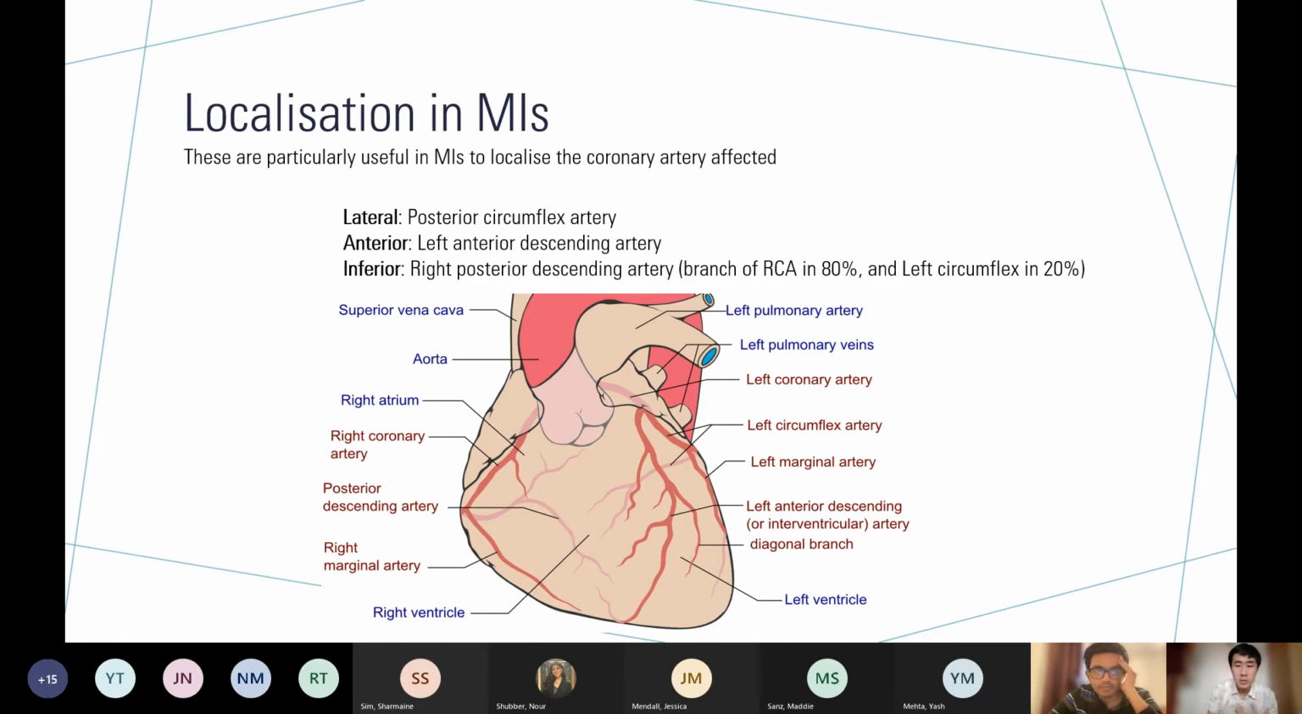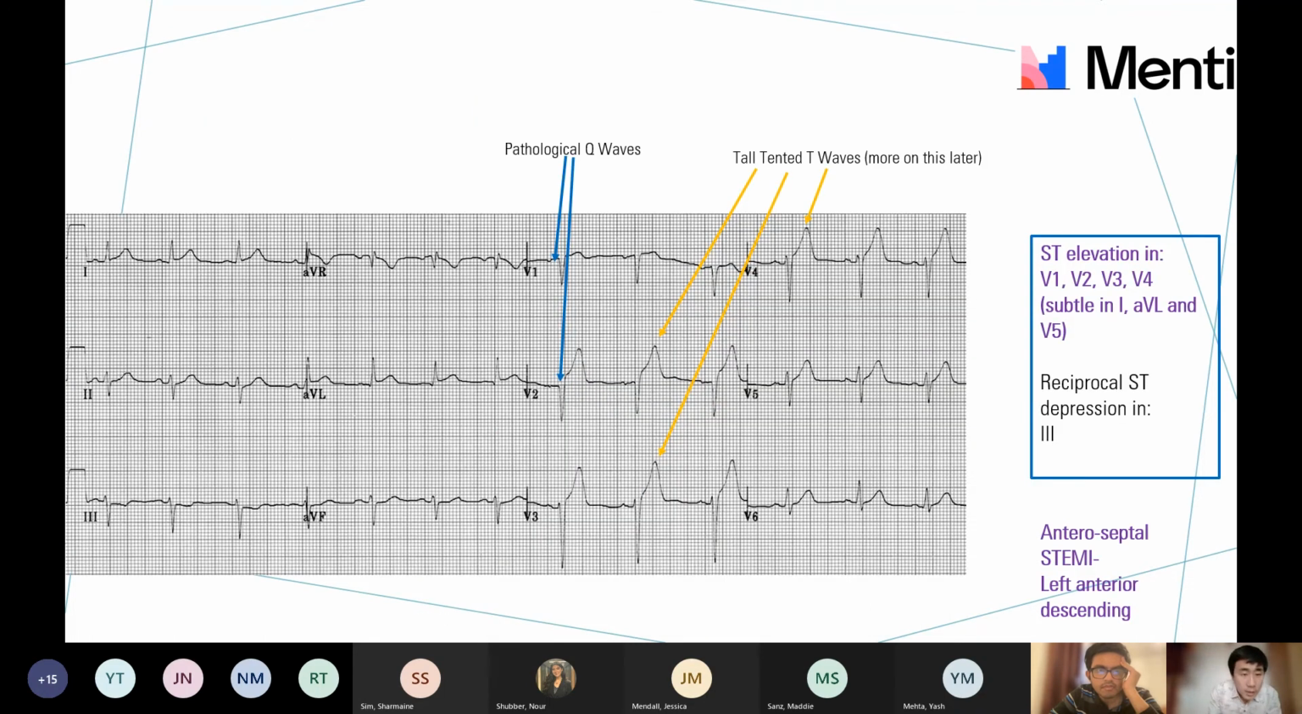So once you know the lead groups, you need to know the arteries. This is just rote learning. I won't cover it too much, but there you go. Lateral, posterior circumflex; anterior, left anterior descending, down the front of the heart; inferior, right posterior descending. Okay.